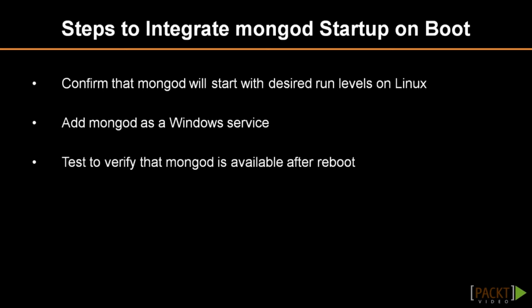You might remember that the package installation method on Linux automatically integrated the MongoDB process with the operating system. In this video, we will verify that it is set to start with the expected run level. Windows takes a little more work, but it's straightforward to configure. Finally, we'll trigger a reboot and make sure that the process is still running when the system comes back up.